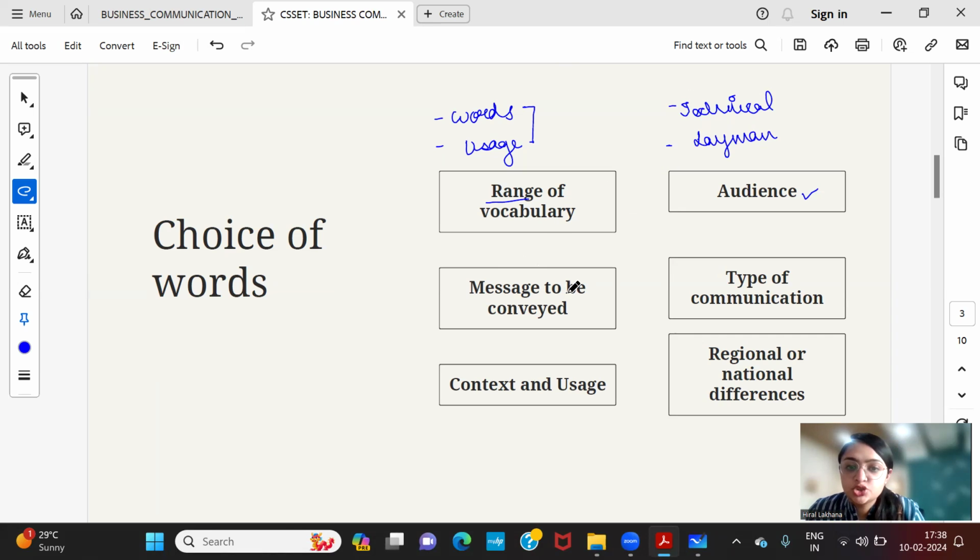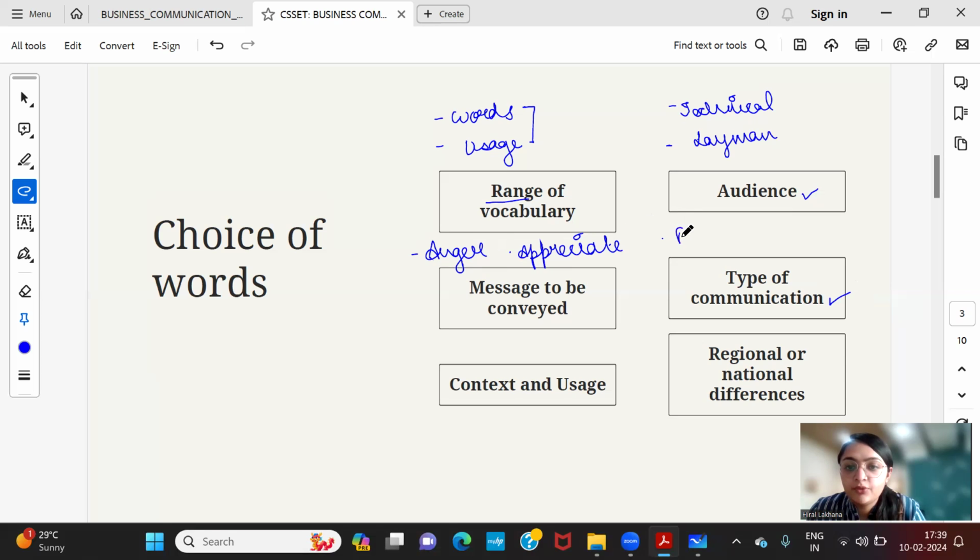Next up is the message to be conveyed. While communicating, there might be multiple scenarios or instances in which a user communicates. Say, for example, if a person wants to express anger, then their choice of words will be different. If the person wants to express appreciation, if they want to appreciate someone, then their choice of words will be different. Basically, depending on the message that is to be conveyed, your choice of words will be influenced.